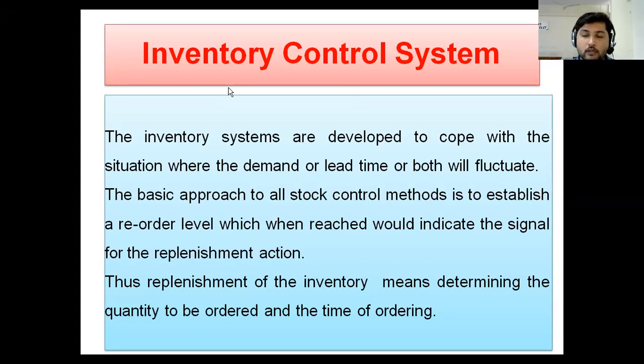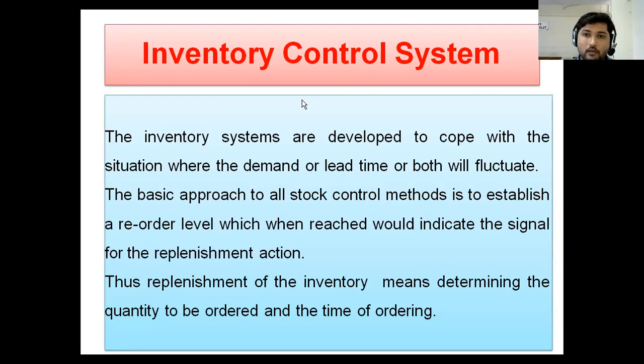And then further, both the probabilistic and deterministic models can be classified as a fixed order system, fixed period system and fixed quantity system. So those two different systems related to the controlling of inventory we have discussed. In detail, we are going to discuss that in this lecture.